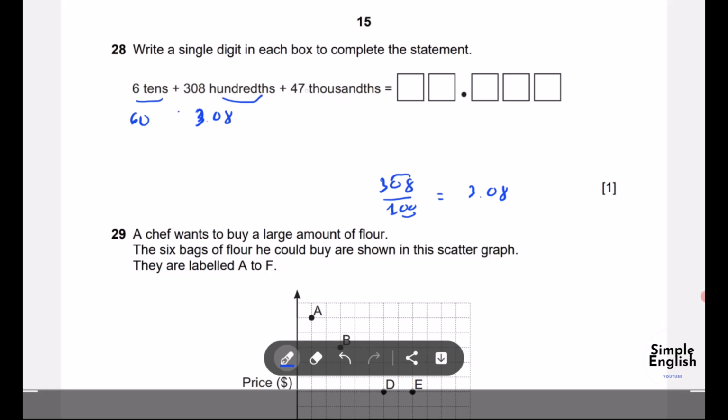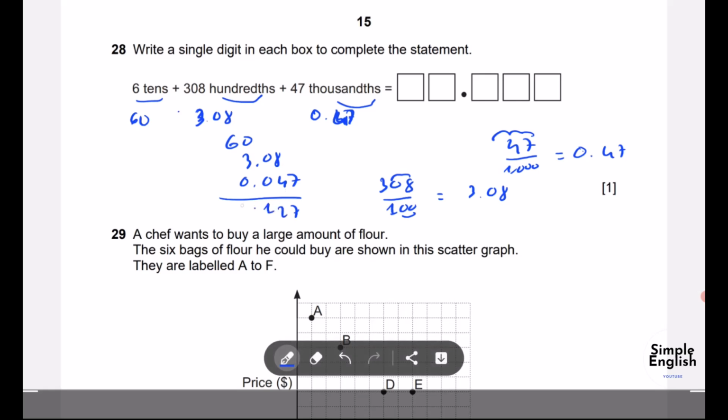How about 40,000? 40,000, so that means 40 over 1,000. So this one is 1, 2, 3, so it equals 0.047. So we need to add them up. 60 plus 3.08 plus 0.047. So that's why we add them up, so we have a 7, this is 2, this is 1, and 3, 6. So that's 63.127. Let's check again. Yeah, it's correct.